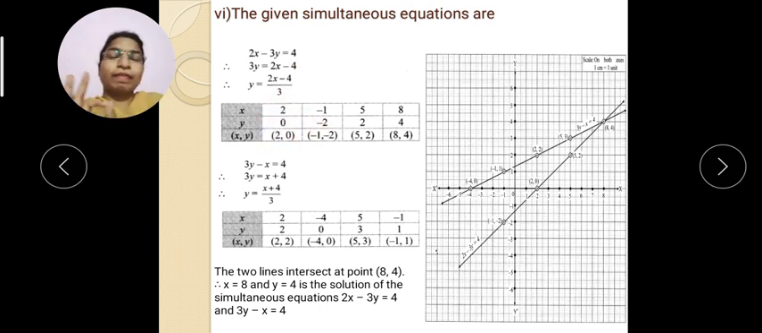Always remember to choose the value of x in such a way that the y value will be an integer. It is not compulsory, but if the values of y and x are integers, it is easy to plot on the graph. If it is a fraction or decimal, then sometimes you will get confused. So choose the value of x in such a way that your y value is an integer. In all the examples, I chose such values that the y value is an integer. So again and again see the video. Try to understand how I plot. According to that you have to plot.